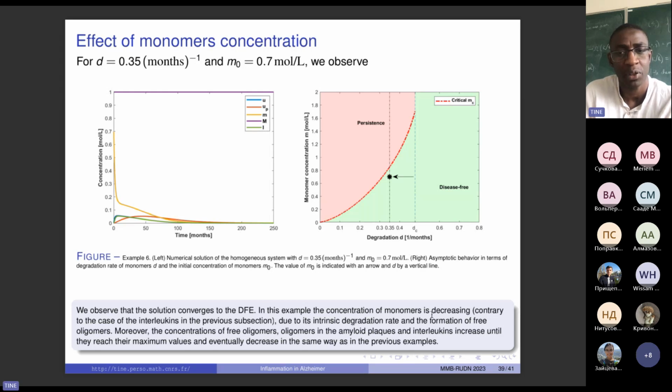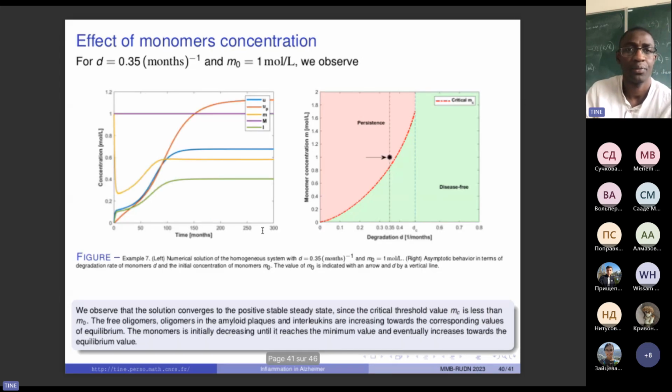In this example, the concentration of monomer is decreasing, of course, contrary to what we have for the interleukin, due to its intrinsic degradation, because we have the degradation and the formation of free oligomers. Moreover, the concentrations of free oligomers, amyloid plaque and interleukin increase until they reach their maximum like this, and they decrease again toward 0, right?